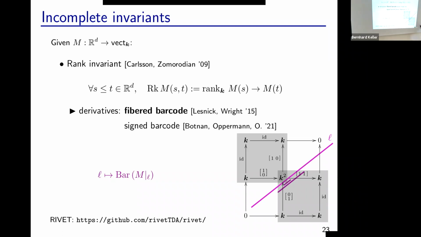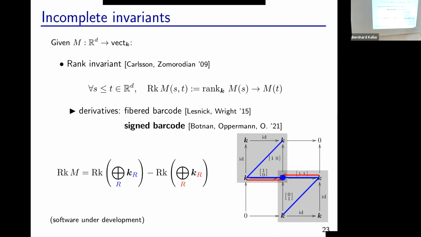People might ask the question: is this invariant complete? The answer is, of course, no, because it is not more powerful than the rank invariant. It's actually equivalent, and of course the rank invariant is not complete. But still, it's a nice invariant.